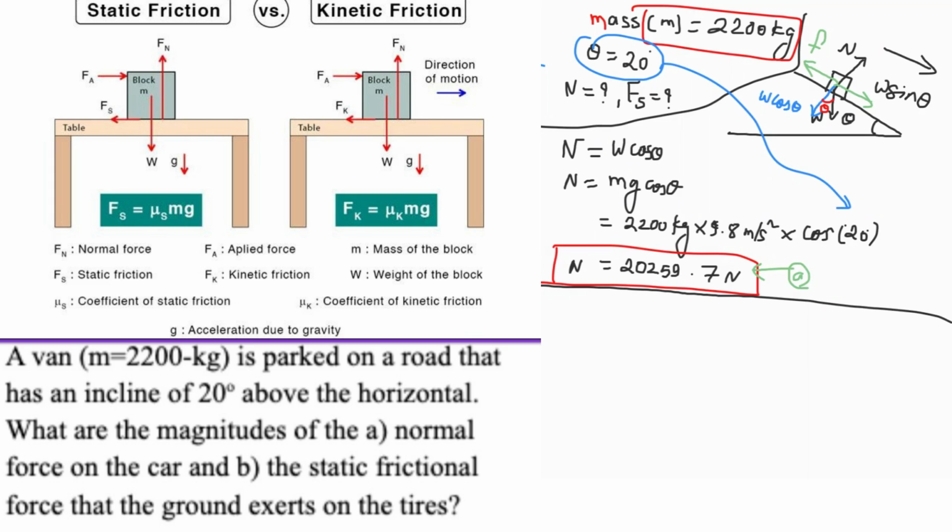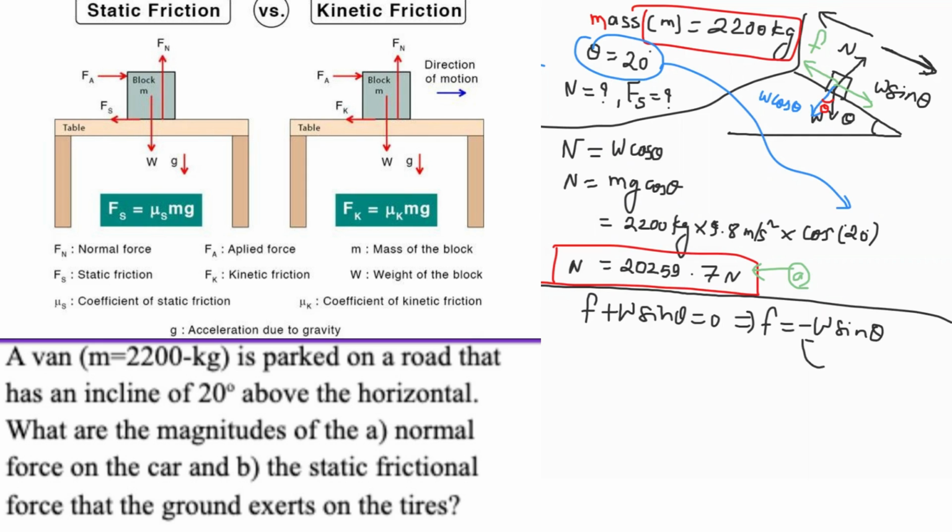The force acting in this direction is balanced by the force acting in this direction. Whenever I say balanced, it means their difference is equal to 0, or you can say their sum is equal to 0. So F plus W sine theta is equal to 0, which means F is equal to minus W sine theta.